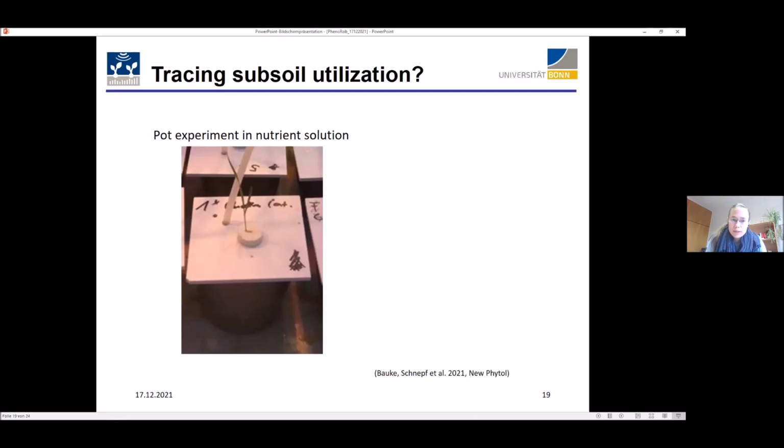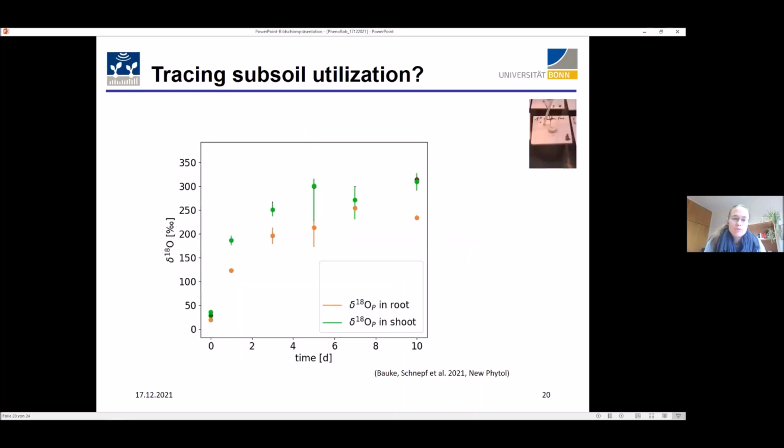And these springweed plants were then supplied with a nutrient solution that contained unlabeled phosphate. This is phosphate that is isotopically similar to the phosphate that we also see in the soil. And that is the phosphate that I want to trace into my plant to see if, where, or when any exchange with the water occurs within the plant. We added labeled water to the nutrient solution. And then we monitored the oxygen isotope values in the plant shoot and in the plant root over the next 10 days after the addition.